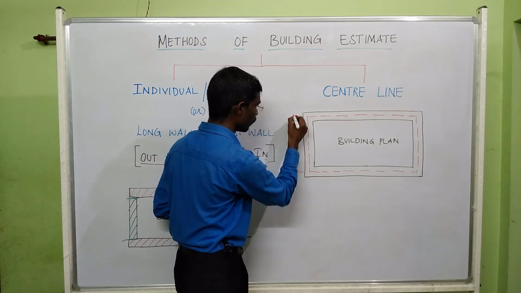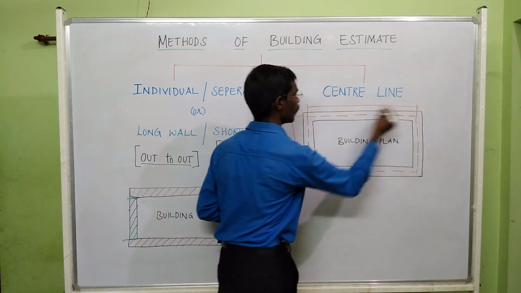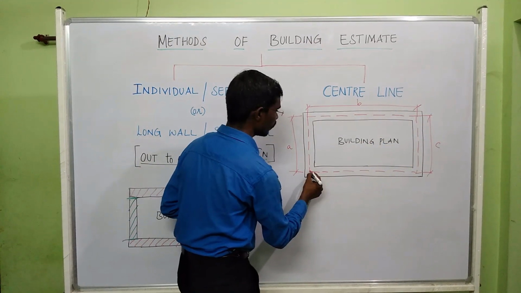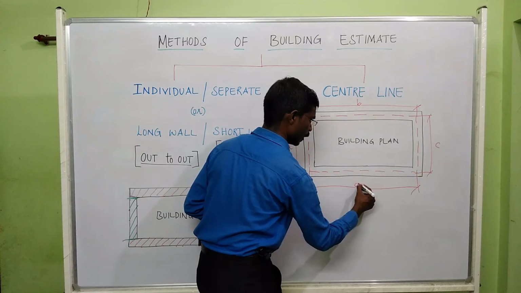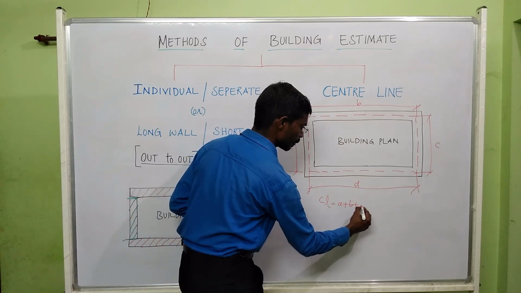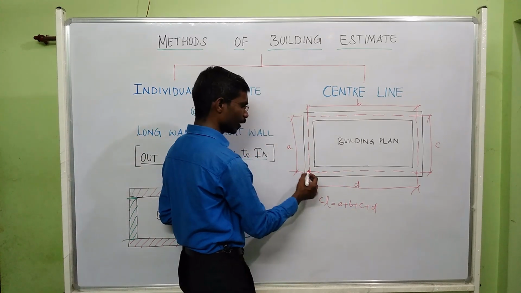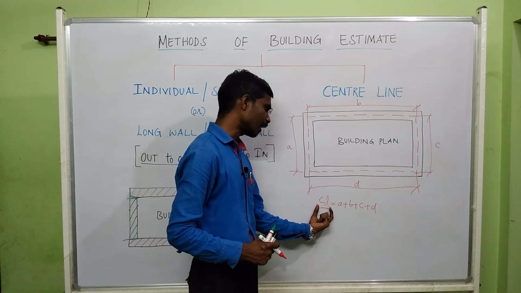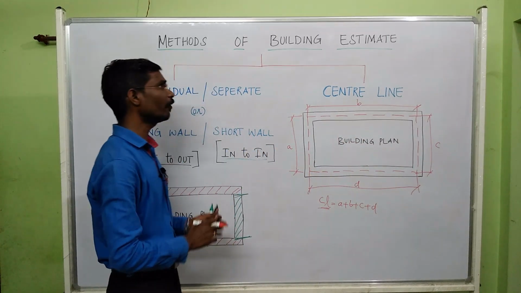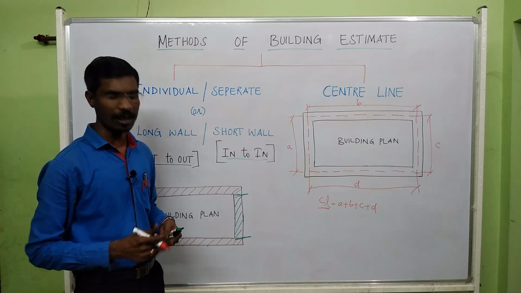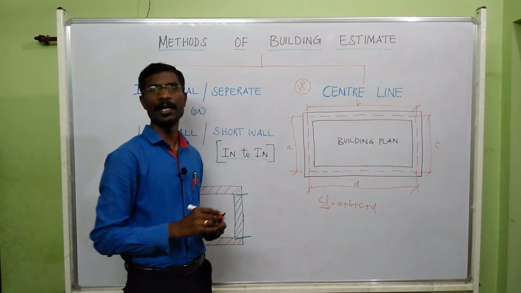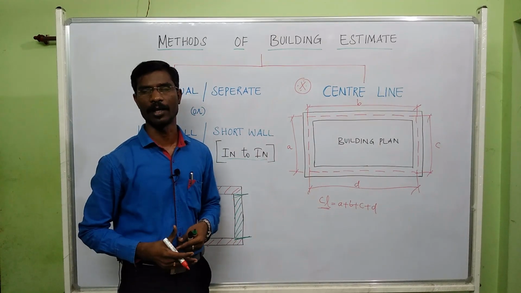Suppose it is A. From this center line to this center line, suppose it is B. From this center line to this center line, C. From this center line to this center line, D. Now you can calculate the length of the center line. It is A plus B plus C plus D. So now we have calculated the center line of your building. Use the center line and calculate the different items of work involved in your building. So this is the method of calculating the estimation. Practically we use only the centerline method because it is very easy and we can complete the work as soon as possible.